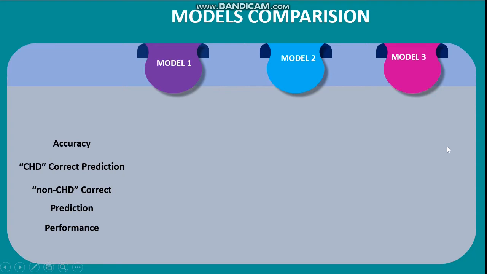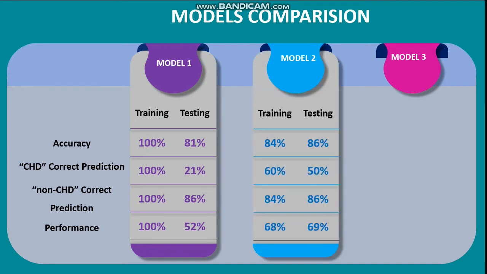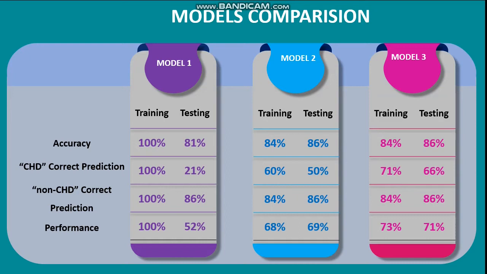So there is a model comparison. If you have one, two, three models, you should have at least three to four models for the comparison discussion, and you should know how your model is performing in terms of accuracy, correct prediction, positive class prediction, negative class prediction, and the performance, the ROC curve, the area under the curve, AUC. Our first model, how it is performing on the training as compared to the testing, the second model, training and testing, and the third model, training and testing, and so on.